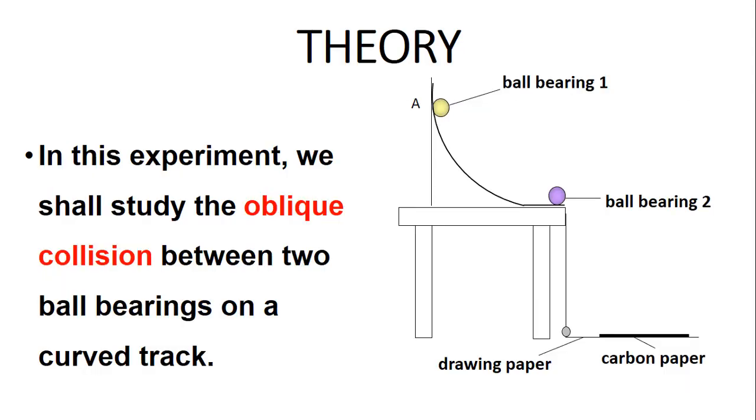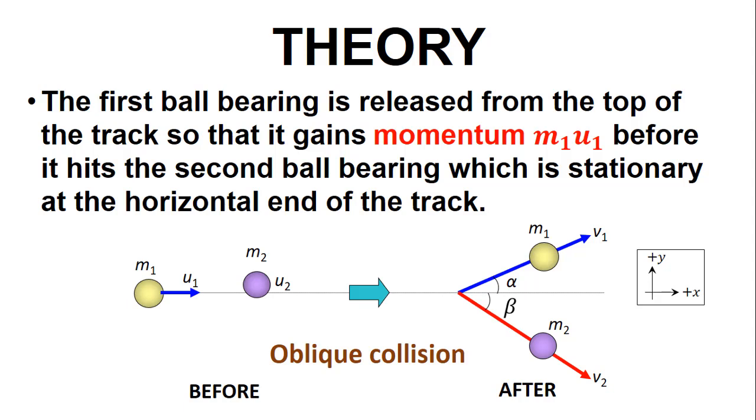In this experiment, we shall study the oblique collision between two ball bearings on a curved track. The first ball bearing is released from the top of the track so that it gains momentum m1u1 before it hits the second ball bearing, which is stationary.